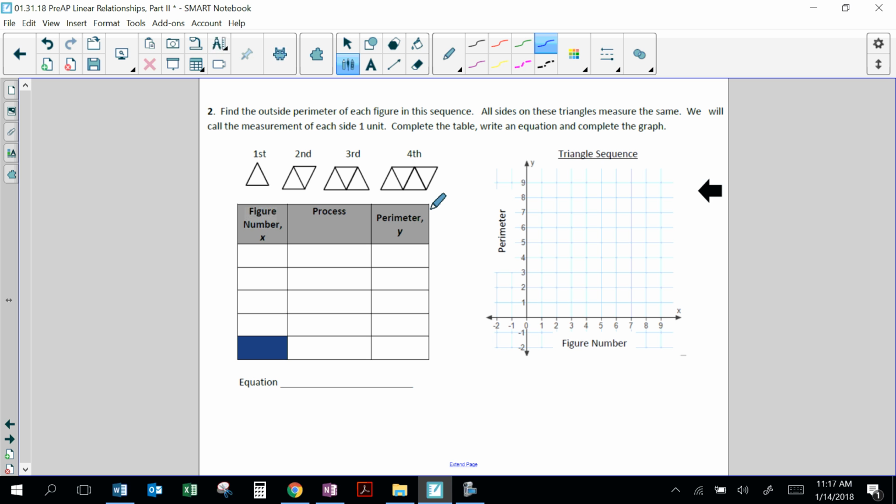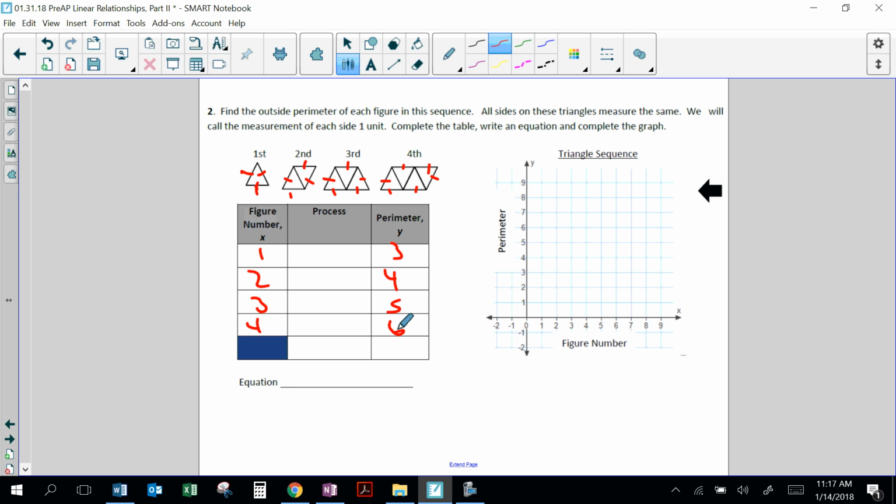All right, next one. Find the outside perimeter of each figure in the sequence. All sides of these triangles measure the same. We will call the measurement of each side 1 unit. Complete the table, write an equation, and complete the graph. In figure number 1, I see a perimeter of 1, 2, 3. In figure number 2, I see a perimeter of 1, 2, 3, 4. In figure number 3, a perimeter of 5. In figure number 4, a perimeter of 6.